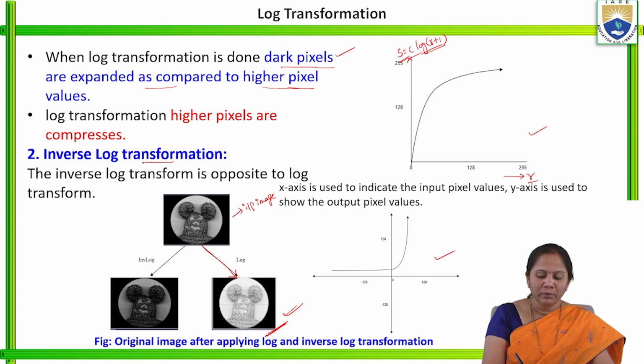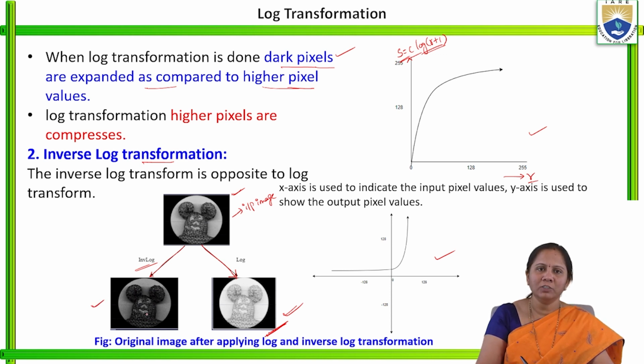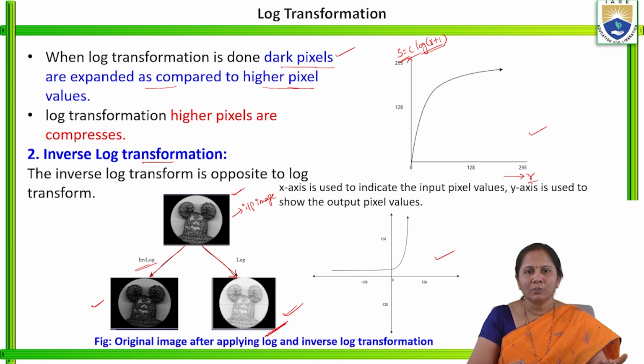And coming to inverse log transformation, if this inverse log transform is applied on the input image, then this is the resultant output image. If we observe this image, we got exactly the opposite of log transformation. That means here dark pixels are compressed, whereas the higher pixels are expanded.